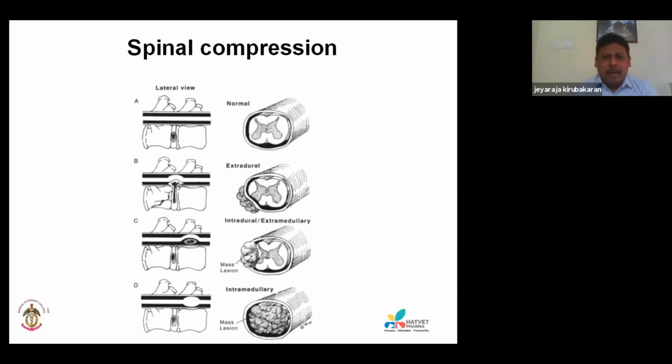So in case of spinal compression, you can see a clear view. This is a longitudinal section, this is a cross section. These two are the vertebrae, and that is the intervertebral disc, and you see the nucleus there. And this is the extradural compression, where the nucleus comes out and compresses. And here it is the intradural and extramedullary. You see here, there is a mass or lesion here. And this is intramedullary, the lesion is right away inside the spinal cord. Just to give an idea.